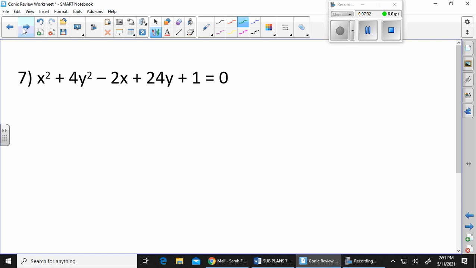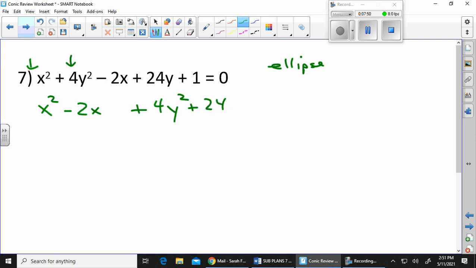So the first thing you should do is sort of look. I got a positive, I got plus, they're both squared, different numbers. Means I got an ellipse. So I got to do my work. X squared minus 2x, 4y squared plus 24y. Take 1 to the other side. Complete my square. Well, this one's ready to go.